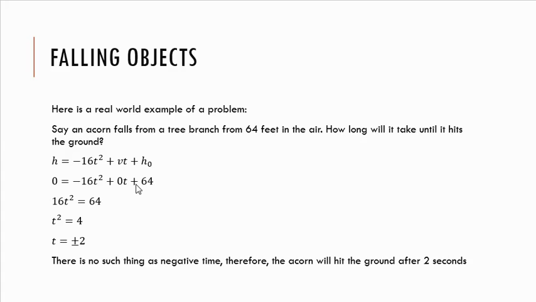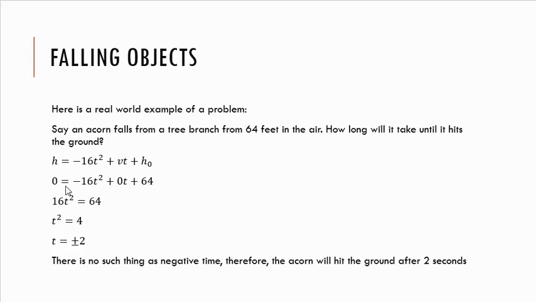Then our starting height is 64 feet in the air, so plus 64. That's my h sub 0, my initial starting height. Don't get that confused with the height at which I'm finding how long it takes the acorn to get there. This will always be the same. This will be your starting height. Okay? So I'm going to get rid of this term.